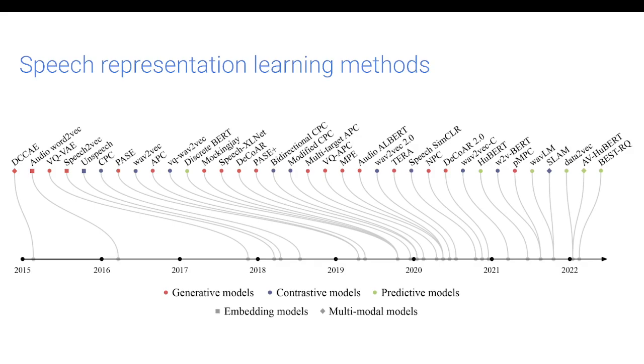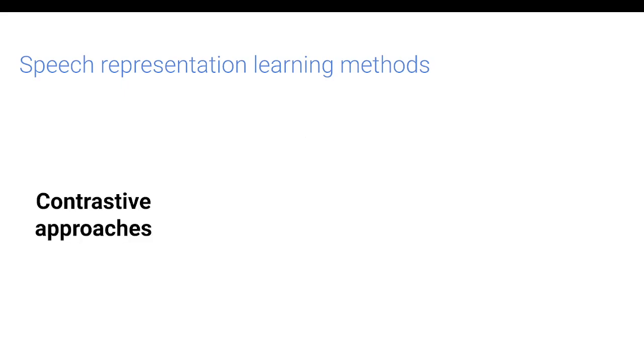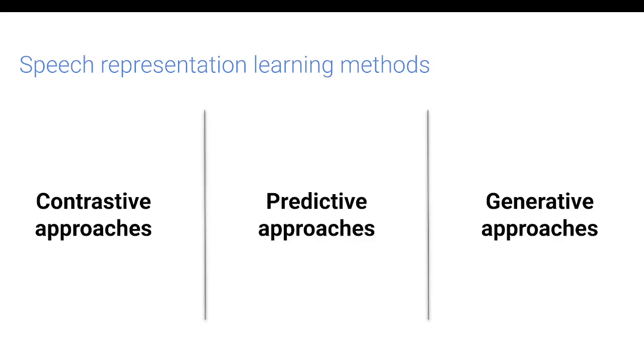There are many speech representation methods that got developed over the past few years. In this tutorial, we'll categorize them into three broad categories: contrastive, predictive, and generative. And to clarify terminology here, by generative, I'm referring mostly to reconstructive approaches as opposed to generative models that contain latents that you can sample from for generating novel samples. But this is not what I'm going to talk about. It's pretty much reconstructive approaches of representation learning.